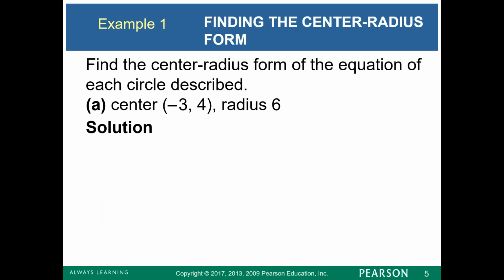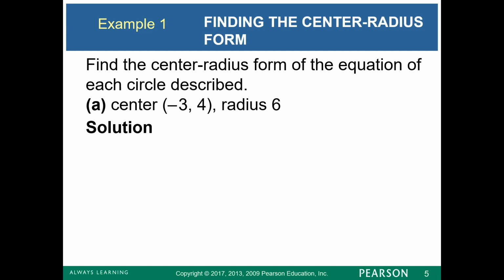Okay, so now if you want to find the center-radius form of the equation of this circle, you have a center (-3, 4), radius 6. You just plug in h equal to -3. The center is denoted by (h, k). So if you consider h equals -3 and k equals 4 and r equals 6, then you will get that equation. Are you guys with me?